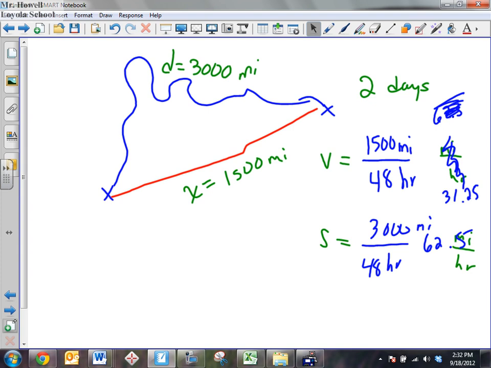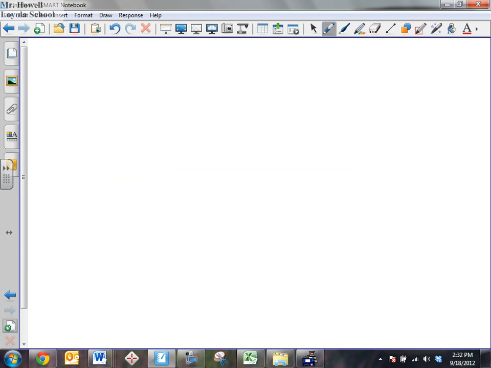Now, again, notice the correlation here. The distance happened to be double the displacement. Therefore, the speed happened to be double the velocity. Now, yesterday we made a statement, and our statement was as follows. We said that the displacement will always be less than or equal to the distance traveled.